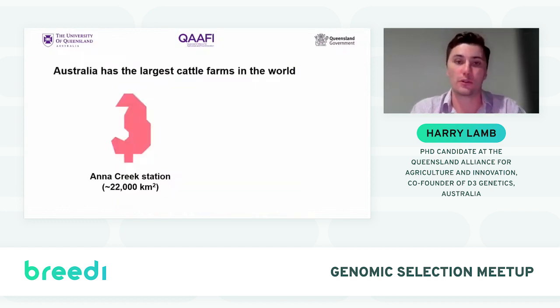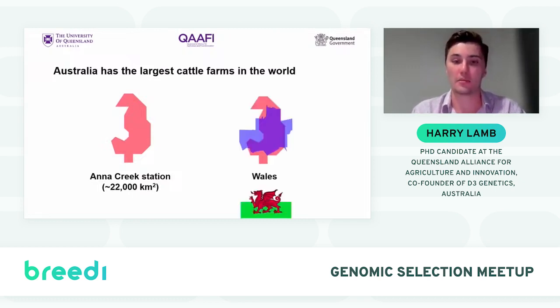The reason we wanted to do this is because Australia has some of the largest cattle farms in the world. One of our cattle farms, for example, is called Anna Creek Station. And Anna Creek Station is about 22,000 square kilometres. To put that in perspective, that is about the same size as the country of Wales and other countries like Israel. So we have these really, really big cattle properties.